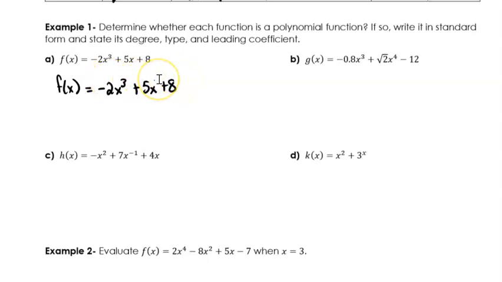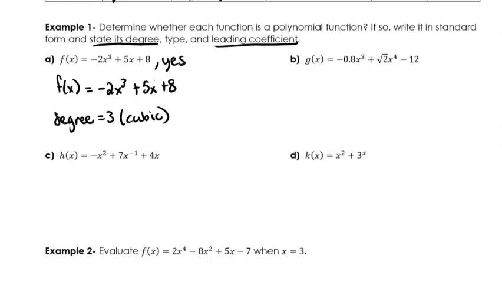That's standard form. And we're going to put yes, it is a polynomial. Now it wants its degree. Its degree is its highest power, so the degree is 3. So if it is a degree 3, its type is called cubic, because 3 is cubic. And then it wants the leading coefficient.